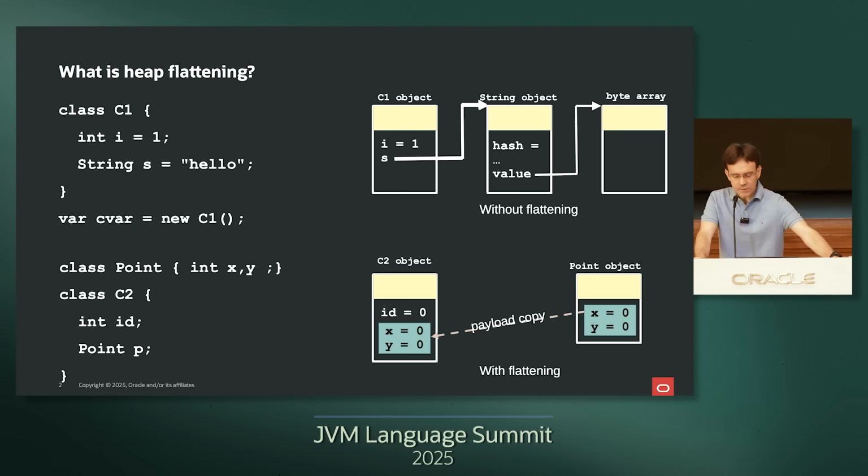Heap flattening is a technique to avoid, partially or totally, this distribution of content across the Java heap. The principle is to take the content of the object and to copy it into the instance of the class that declared the field instead of using a reference.